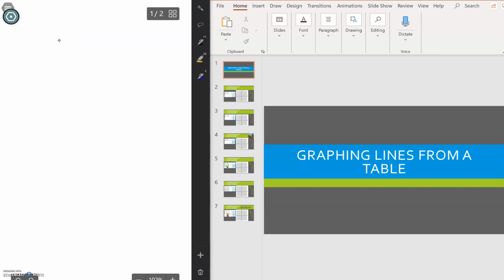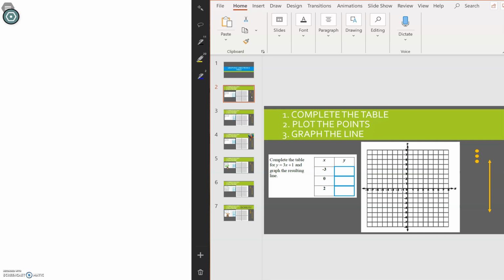So I'm going to just do a couple examples with you. And I would recommend having open the PowerPoint today so you can follow along with me as I go through it in the lesson. So the directions are to complete the table, plot the points, and graph the line. So these slides have been formatted for you. All you have to do is click on the boxes and type it in, and the dots and the lines are already there for you.